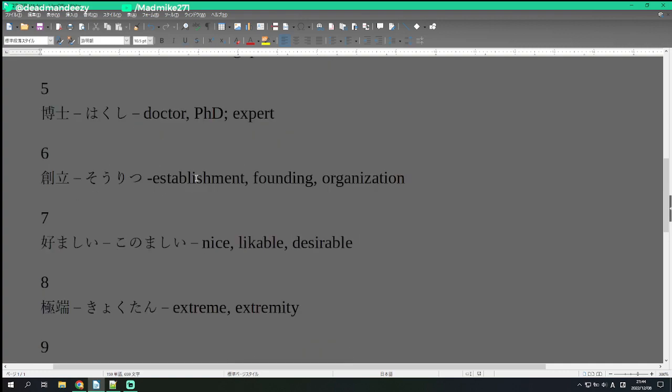Number 5 is hakushi. Haku on the left side for someone who's learned, or a doctoral, and shi on the right side for a gentleman or samurai. I think in this case talking about kind of that class of people. So a hakushi is a samurai who is an expert or a doctorate at something. A doctor, a PhD, or an expert is a hakushi.